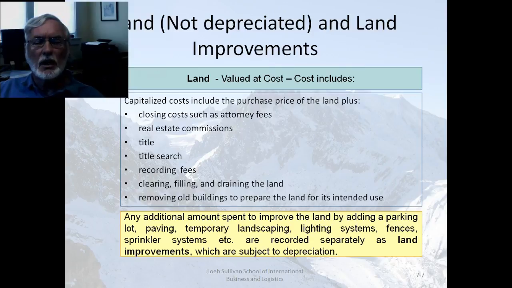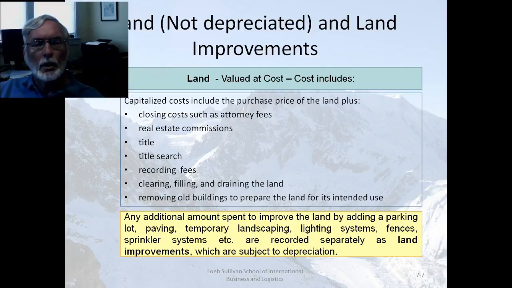If we buy a piece of land with an old building on it, we have to remove the old building before we can build our new building. The removal of the old building becomes part of the cost of the land. Things that aren't part of the cost of the land are things that we add to the land: parking lots, sprinkler systems, lighting systems. Those are all recorded separately and they're called land improvements. And the cost allocation is a little different.